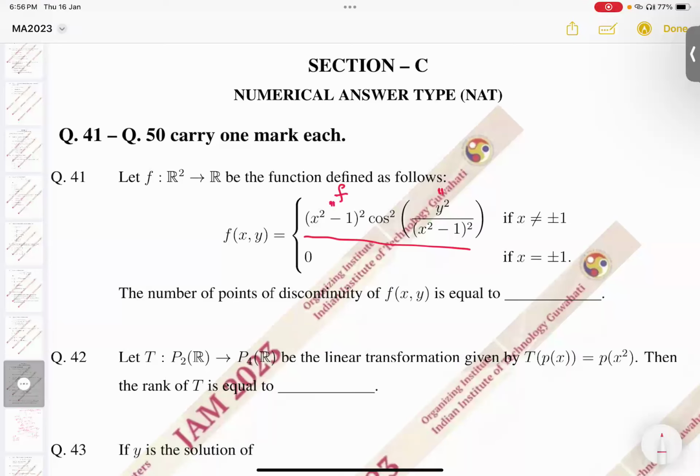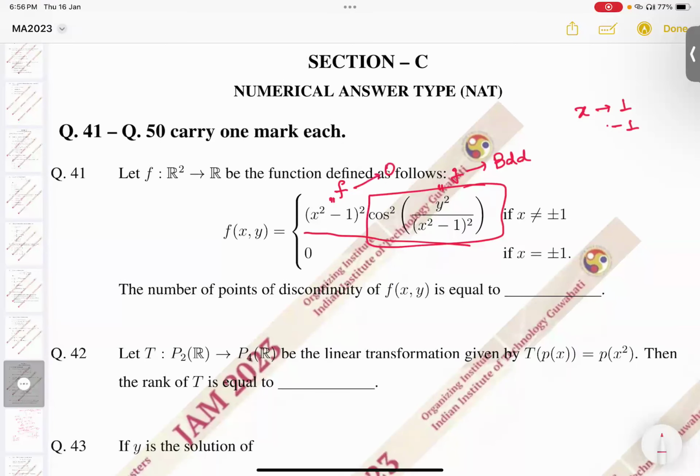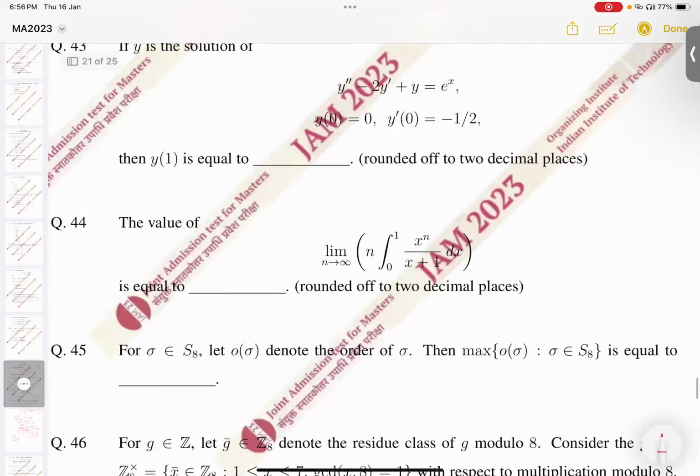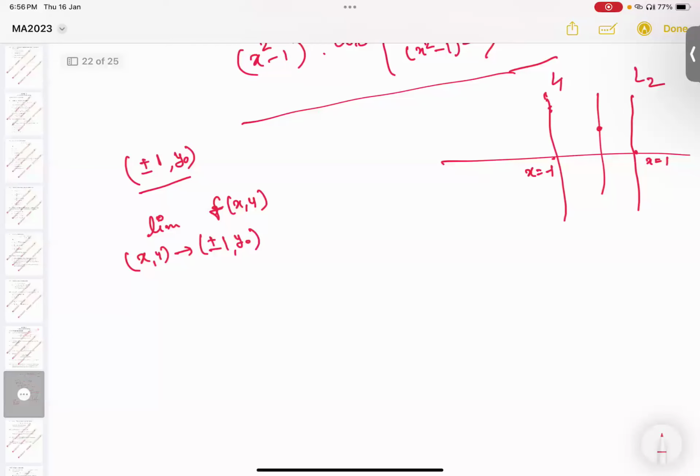If you take this f and this is your z, this is a bounded function. And if x maps to plus 1 or minus 1, whichever point you choose, f goes to 0. If x maps to 1, then this part goes to 0. If x goes to minus 1, then also this part goes to 0, and it's actually independent of y. Whatever y you choose, it's independent of y. So whatever y naught you choose, if (x, y) maps to (plus 1, y naught) or (minus 1, y naught), then this limit will be equal to 0 only.